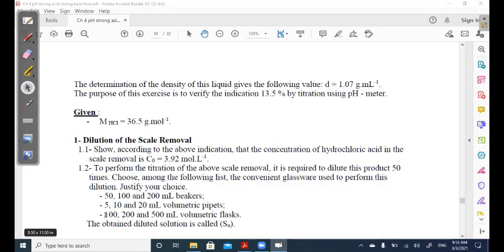First, if we choose the 100 milliliter volumetric flask and the 5 milliliter pipette, 100 over 5 equals 20, less than 50, then 100 milliliter is not correct. We choose 200, 200 over 5 equals 40, also not correct. 500 over 5 equals 100, bigger than 50, then 5 is not correct. 500 over 10 equals 50, then the correct glassware are the 500 milliliter volumetric flask and the 10 milliliter volumetric pipette.